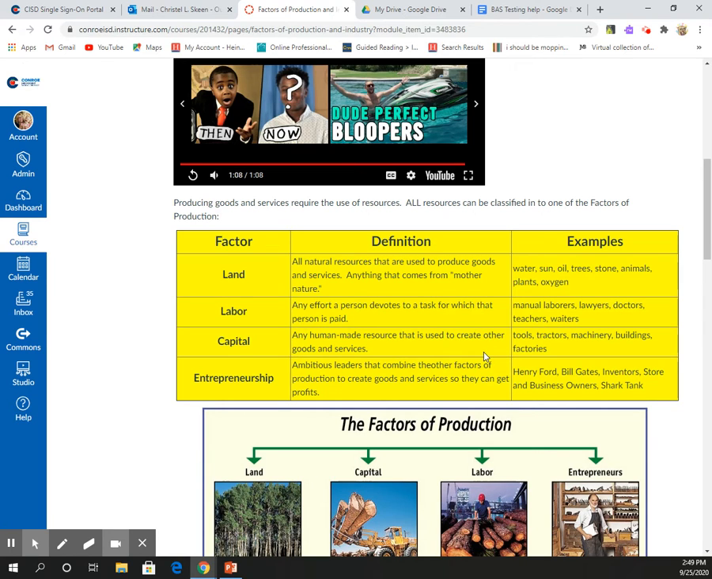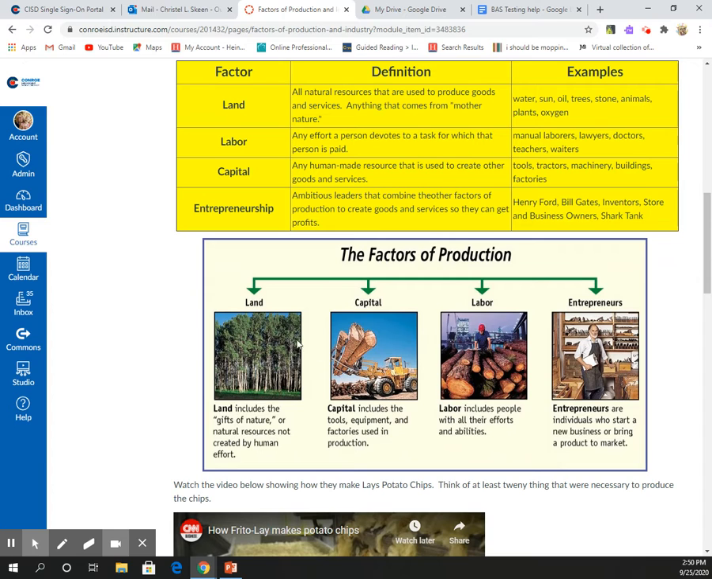So producing goods and services requires all these resources. So we have land, which is all natural resources, labor, what you put into it or what you pay someone to do it, capital, any human made resources that is used to create something else, tools, tractors, machinery, and entrepreneurship, which is ambitious leaders that combine all the other factors together to make profit. So here we go. Here's another chart, the four factors of production.